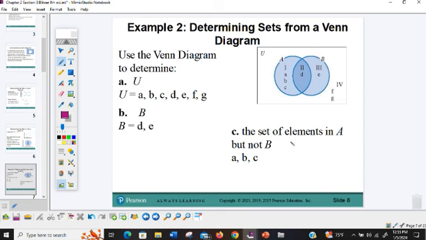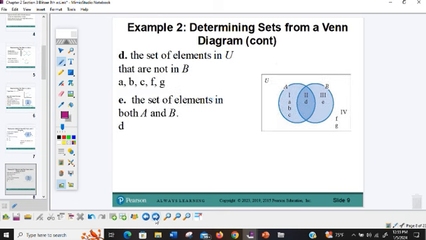Then it says the set of elements in A, but not in B. Okay, so here's A, B, C, D. But they said not in B. See how this one is in both? So you don't want to count that one. We would just look at A, B, C for that answer. Says the set of elements in U that are not in B. Okay, so we want the whole thing, but not in B. So that would be A, B, C, F, and G. And the last one says the set of elements in both A and B. Okay, here's A, here's B. The one that's in both is D.